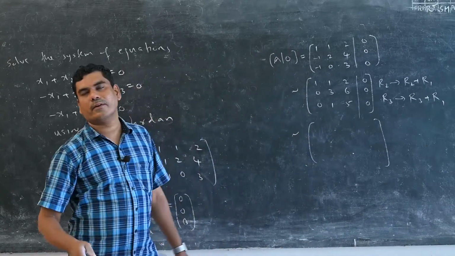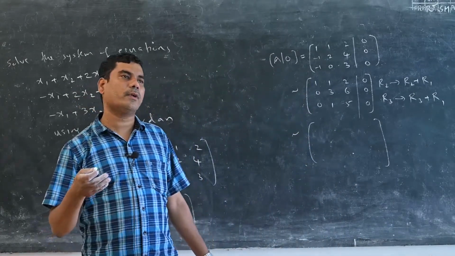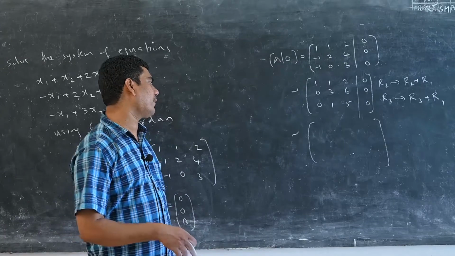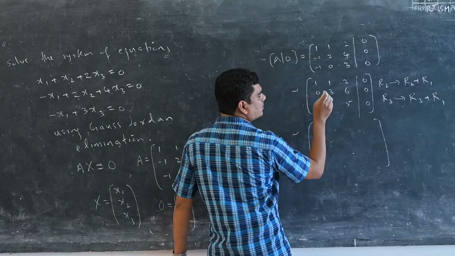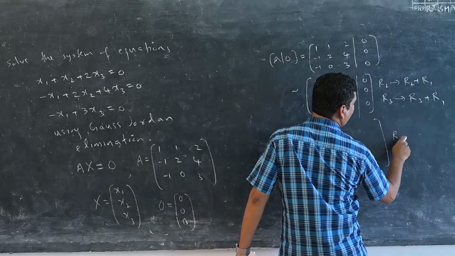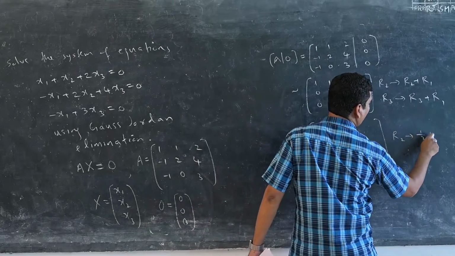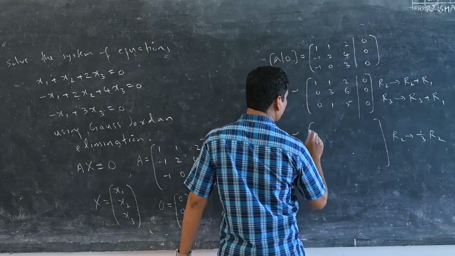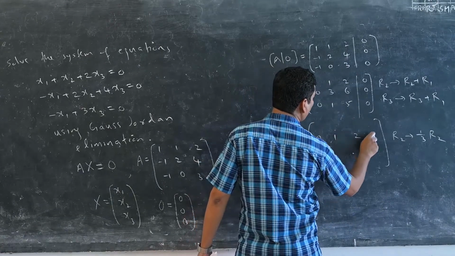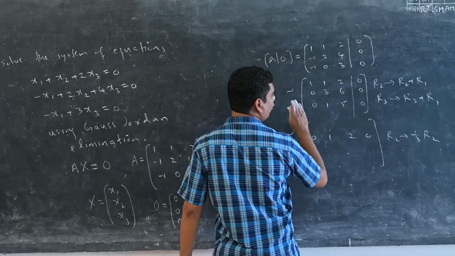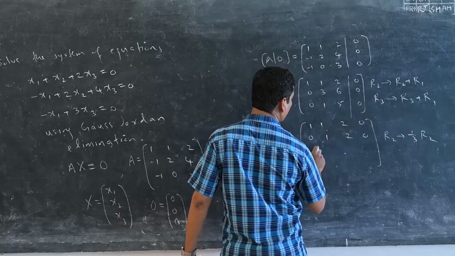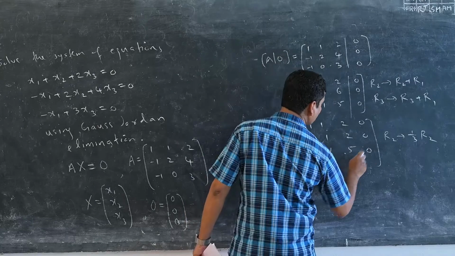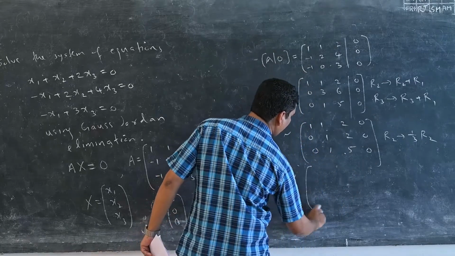Now next we come to the second row. Take the first non-zero element, make it 1. Here the element is 3. Make it 1. So we have to do row operation. R2 goes into 1 by 3 R2. Divide second row by 3. 1, 1, 2, 0. 0, 1, 5, 0. So this is equivalent to.